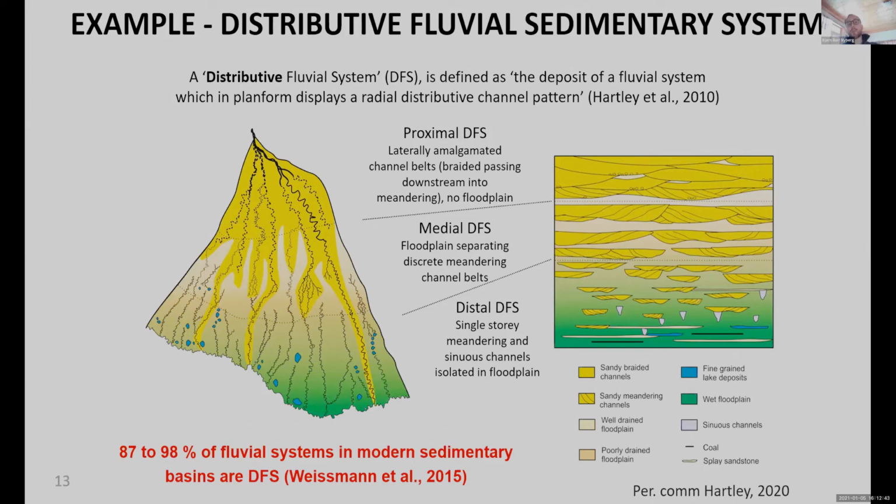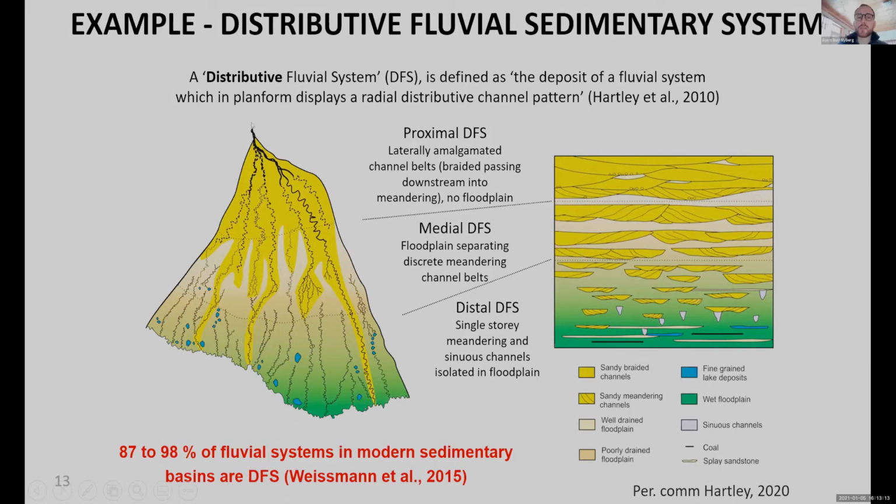So as an example, I want to just look at a distributive fluvial system. For those who aren't familiar, a distributive fluvial system is defined as the deposit of a fluvial system, which in plan form displays a radial distributive channel pattern. And this is the definition provided by Adrian Hartley et al. from the University of Aberdeen.